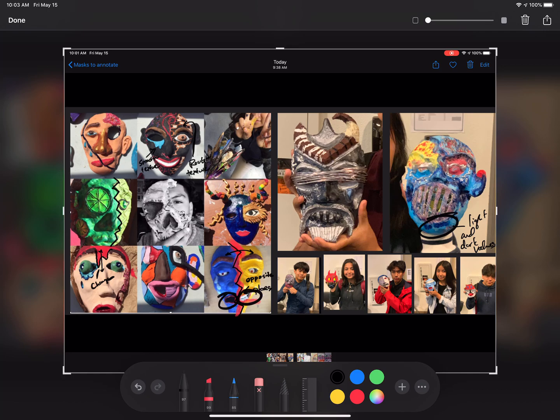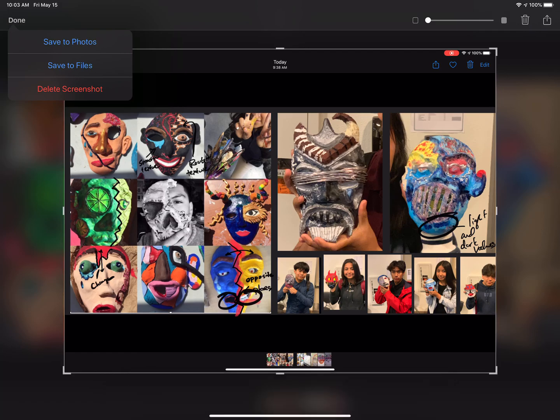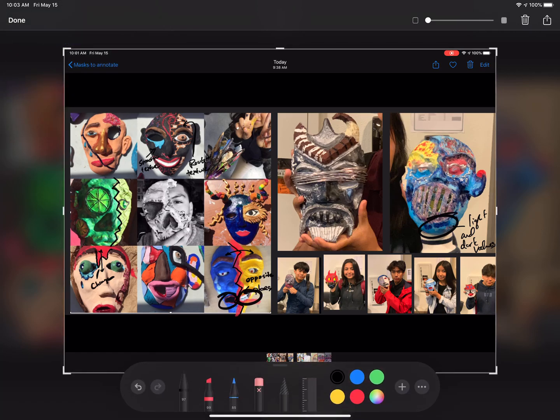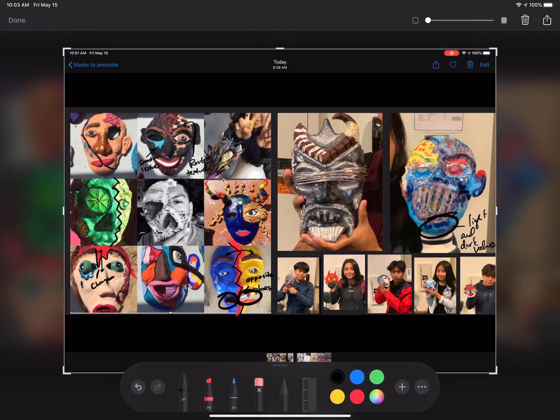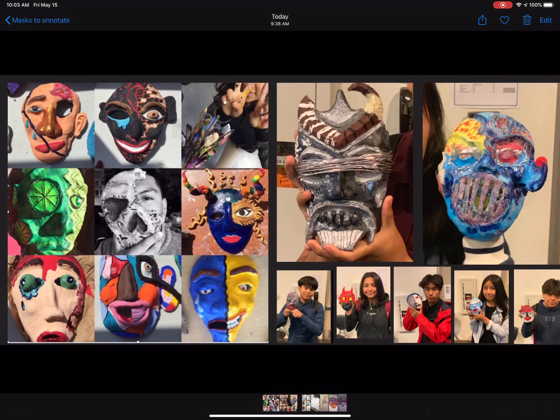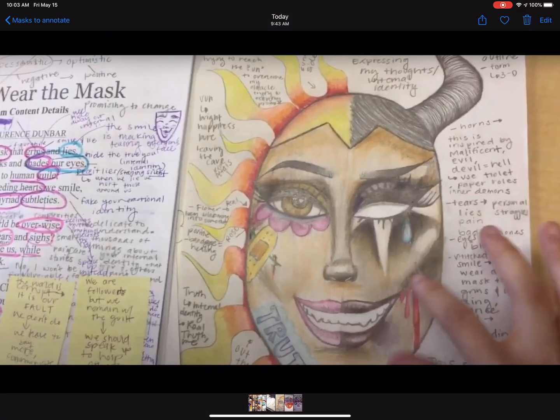Let's see, what else do we got? I'm going to click done. Oh my gosh. Done. Delete. Okay. But let's see what other examples we can find with visual opposition.